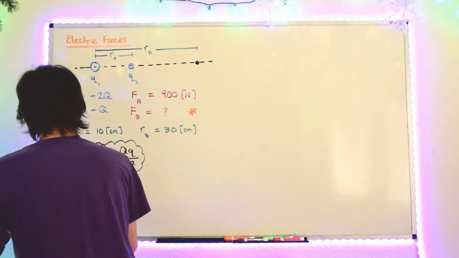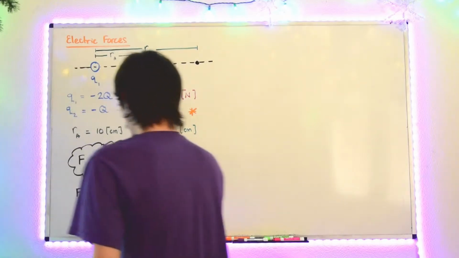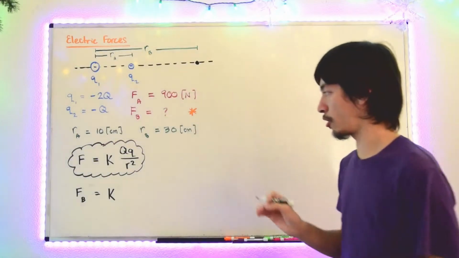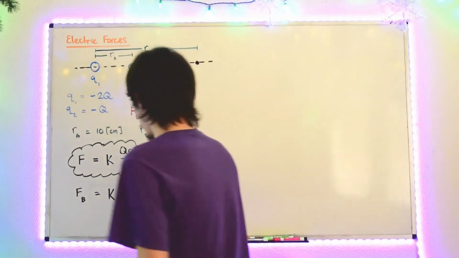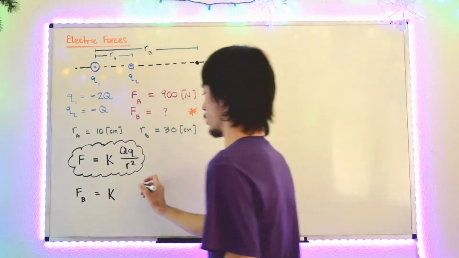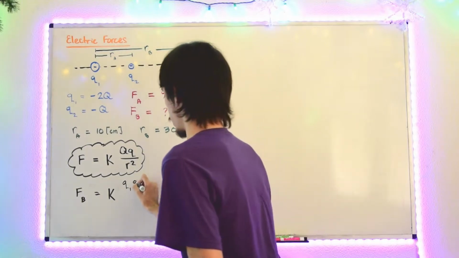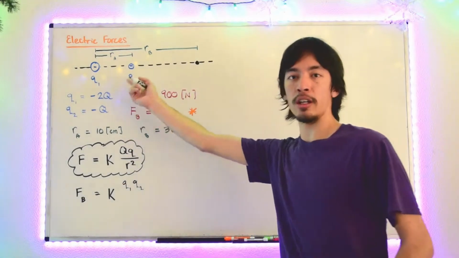So the force in situation B equals K, just some constant, doesn't change at all. We're going to call this first charge Q1, and let's call the other charge Q2. Because in our situation, we are going to call them Q1 and Q2.